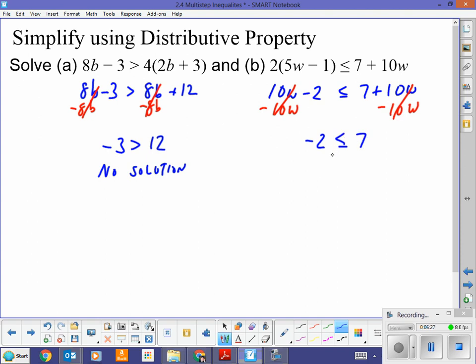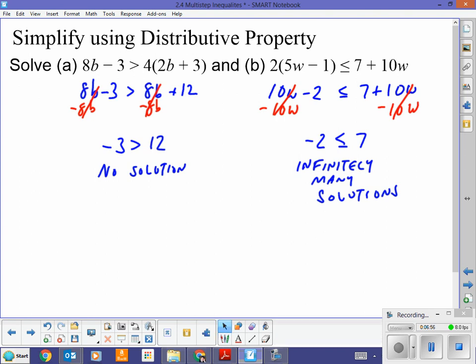And this is a true statement. So this is going to be infinitely many solutions. Infinitely many solutions. There we go. Yep. So it doesn't matter what number you choose for w here. It will always be true. This side will always be less than this side. Well, because look, there's going to be a difference of 9. This side's plus 7. This side's minus 2. So this side's always going to be greater.